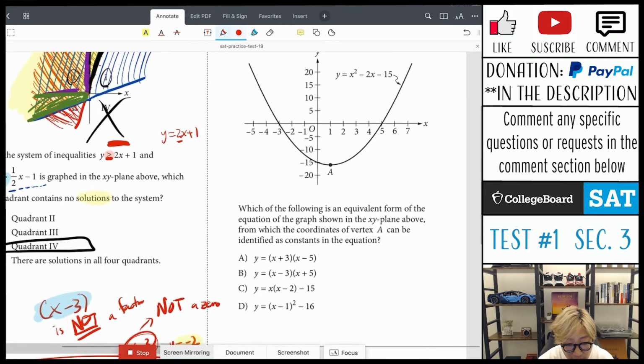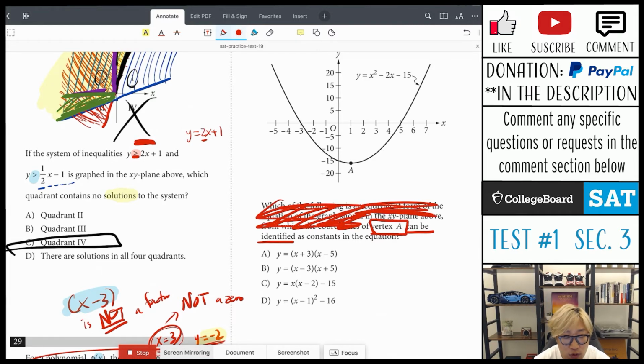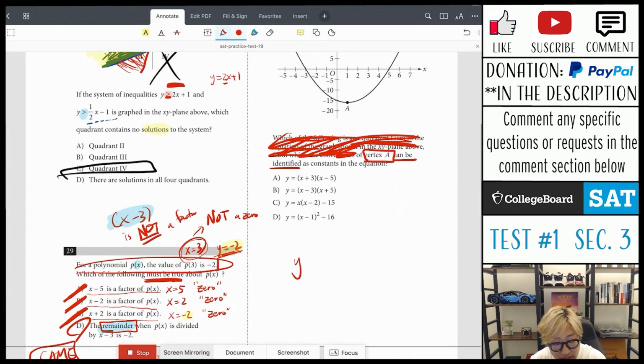Which of the following is an equivalent form of the given expression, from which the coordinates of the vertex can be identified? That's really all you have to read. And by the way, let me tell you, the vertex form of a parabola, the equation looks like y is equal to a times x minus h squared plus k.